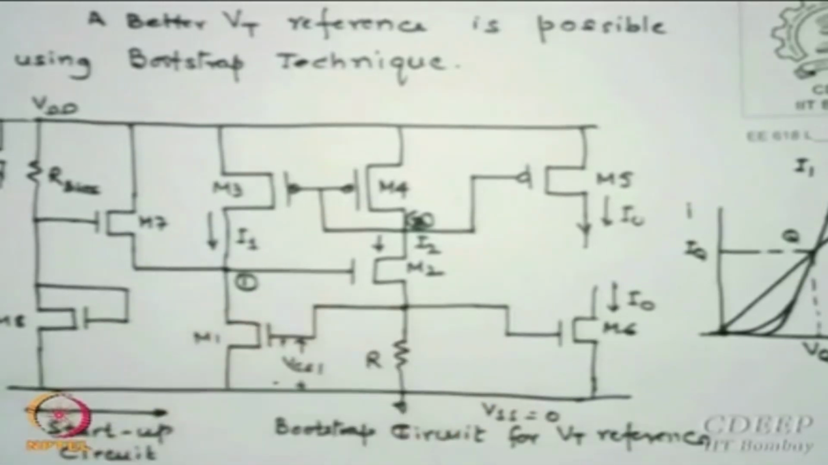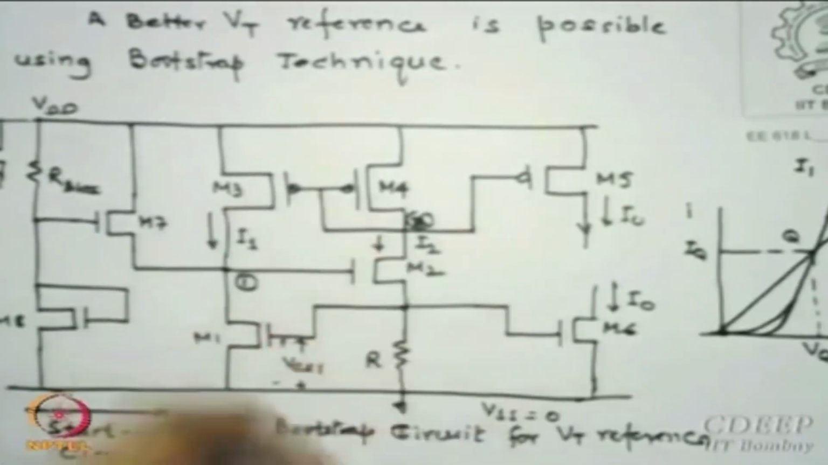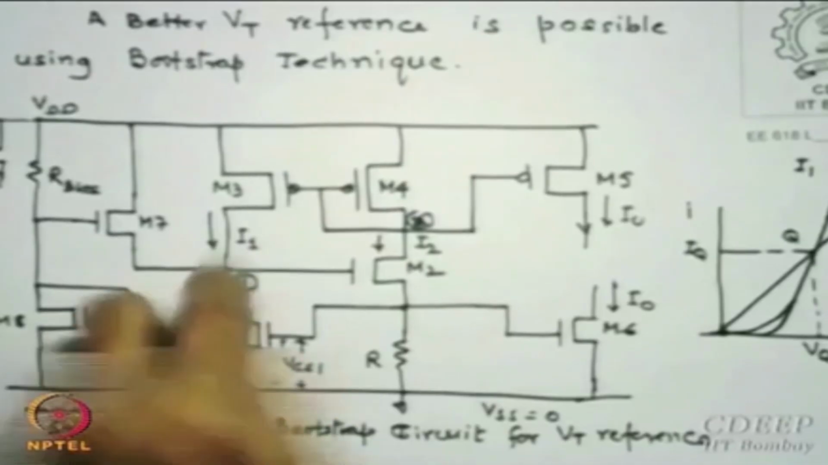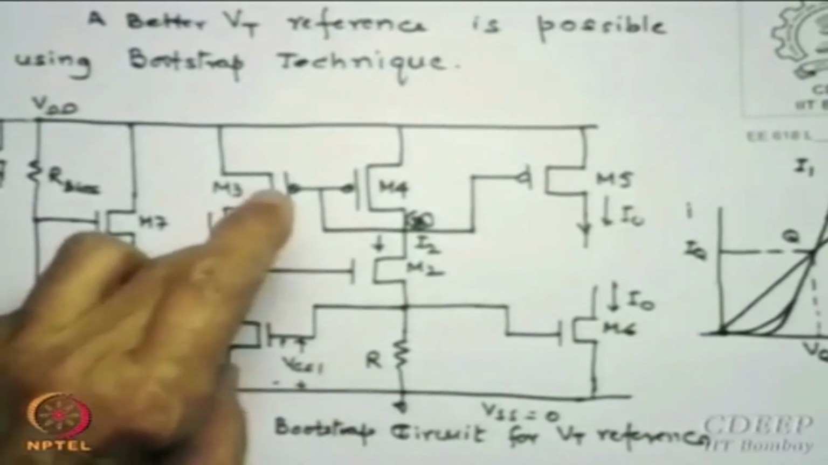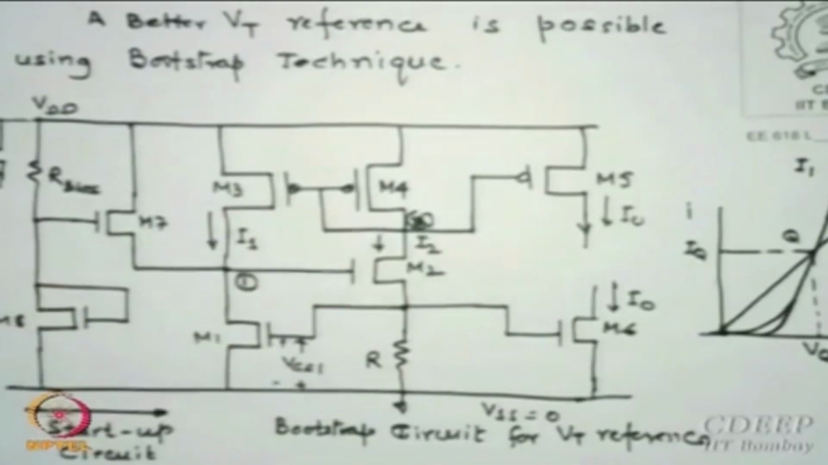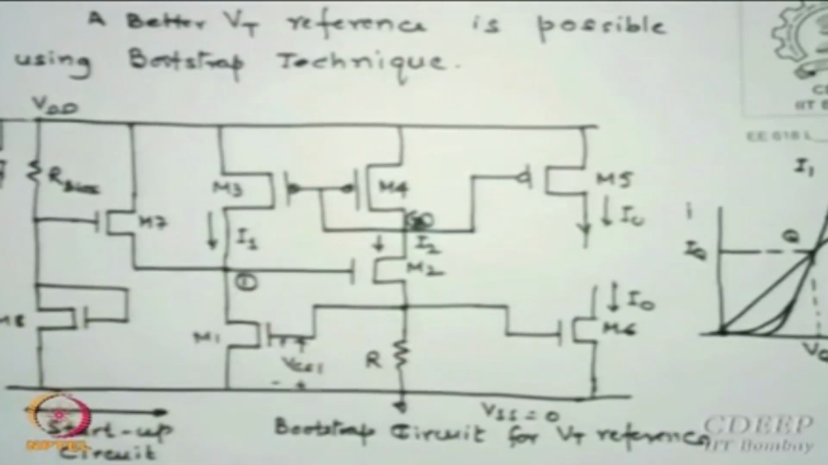VGS by R will appear in I2, on the other side. Once this sets up, there is a feedback, and this voltage will start rising as the VDS starts increasing, is that clear? As this voltage starts increasing, this potential is less than 1 VT above node 1 voltage, is that correct? That means M7 will switch off, is that correct?